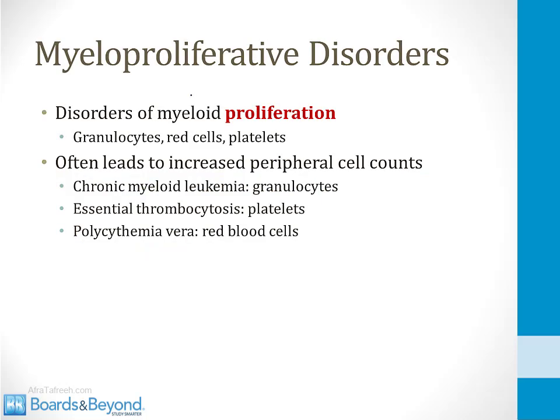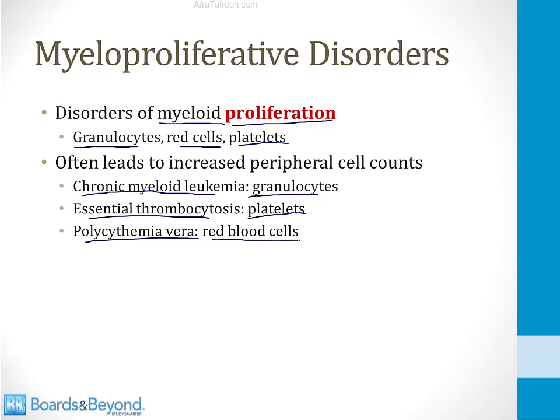Myeloproliferative disorders, as the name implies, are disorders where there is proliferation or excess production of cells of the myeloid lineage. So cells of the myeloid lineage include granulocytes, red cells, and platelets. So in many cases of myeloproliferative disorders, what this means is there will be an increased number of peripheral cells of a particular myeloid type. For example, chronic myeloid leukemia is a type of myeloproliferative disorder, and there are excess granulocytes in the peripheral blood in this condition. In essential thrombocytosis, there are excess platelets, and in polycythemia vera, there are excess red blood cells.